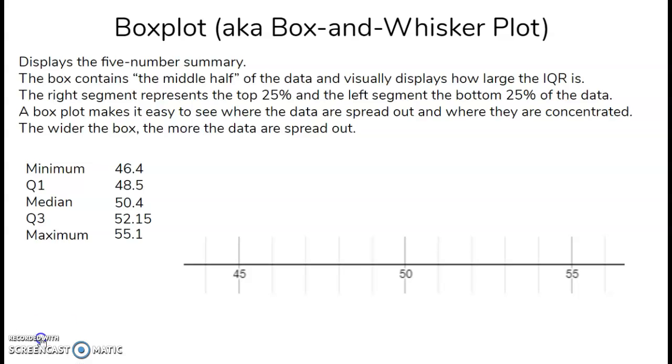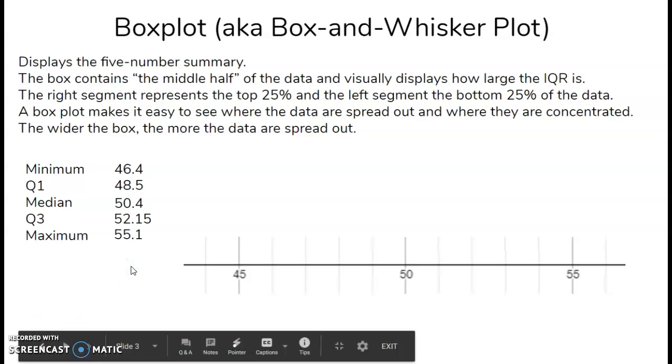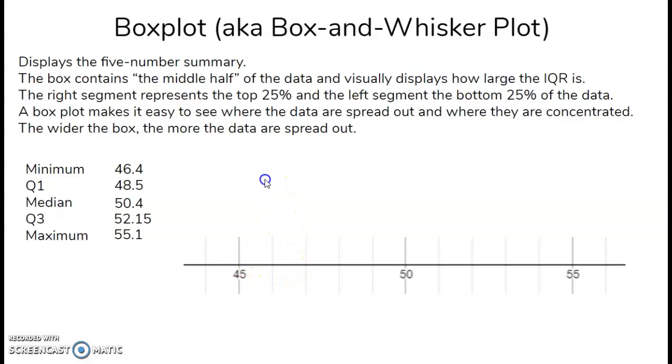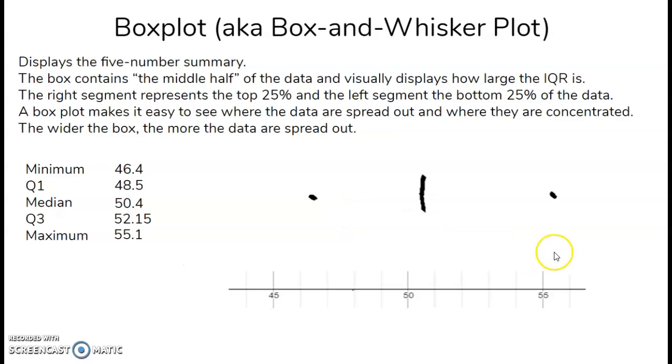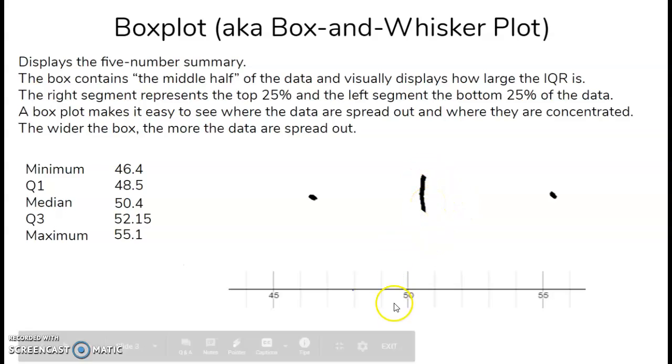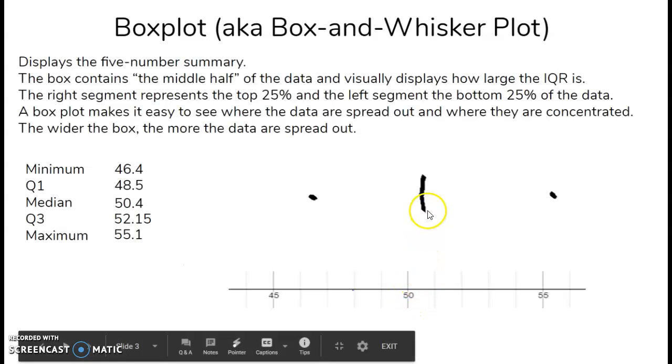So here we are plotting these. We're going to plot our minimum first by just putting a little dot at 46. So these are going up by 1, so 46.4. And then a dot again for the maximum at 55.1. And then our median we designate with a vertical line at 50.4. So a little about halfway.